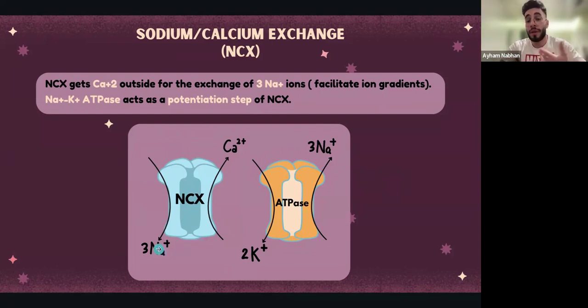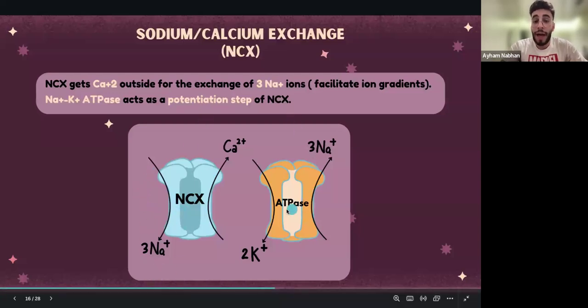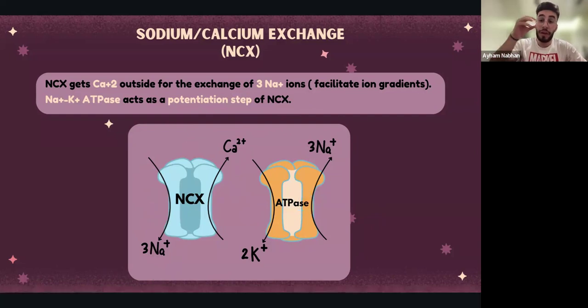So 3 sodium ions would be exchanged with 1 calcium. So sodium would go in. And we're going to have a potentiation step. What do we mean by potentiation step? Yani, this is a step that would act on this NCX and increase its activity.